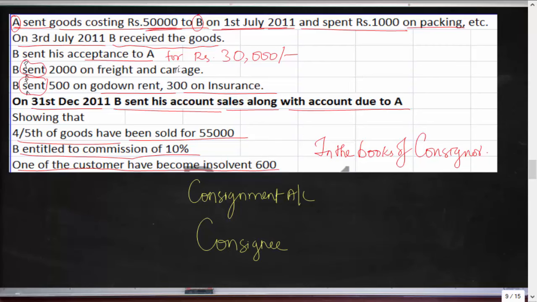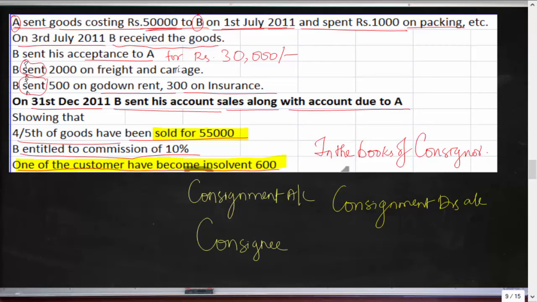And this is a problem where you have some credit transactions, because you understand that one of the customers has become insolvent. That 600 is nothing but bad debts. It means you are selling on credit. The question is not giving you information whether the sales are on cash or credit. Since you encounter a bad debt, let us assume that this entire sales of 55,000 is on credit. Okay, it means we should also prepare what is known as consignment debtors account.